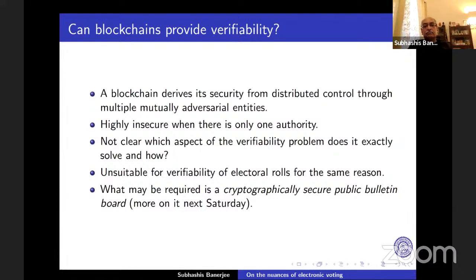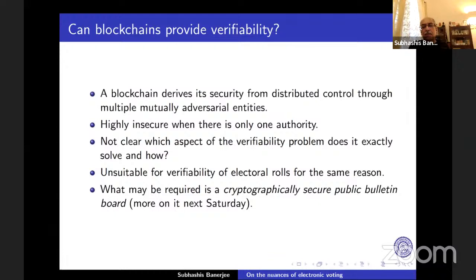So unless you ask each political party to be an adversarial peer in a blockchain, I don't see how a blockchain can help an election of this type at all. And it is not clear what aspect of the verifiability problem it solves and how. It does not really solve the EVM dispute resolution problem. It does not really solve the software independence problem. So which part of the problem does it exactly solve? That is not clearly articulated.